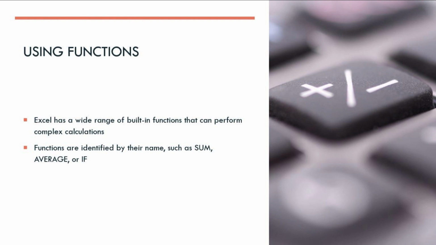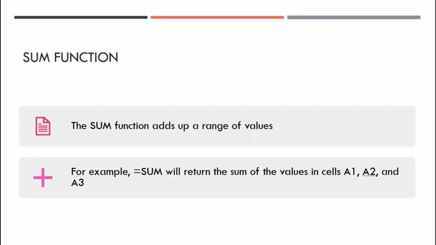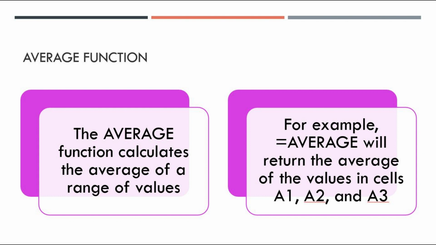Sum function. The SUM function adds up a range of values. For example, =SUM(A1:A3) will return the sum of the values in cells A1, A2, and A3. Average function. The AVERAGE function calculates the average of a range of values. For example, =AVERAGE(A1:A3) will return the average of the values in cells A1, A2, and A3.